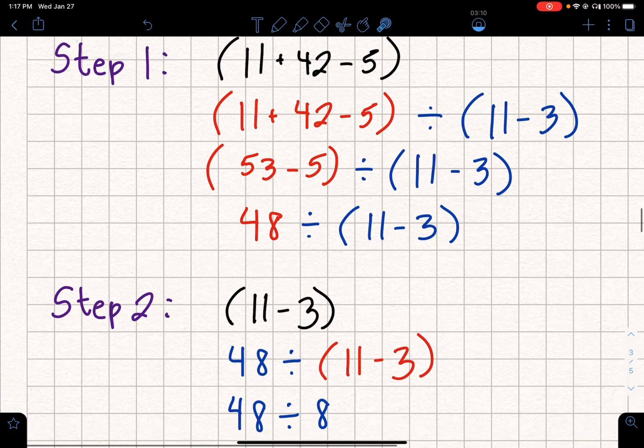So because this is the last mathematical operation in our problem, it's the last one we do, 48 divided by 8, and that simply gives us 6.